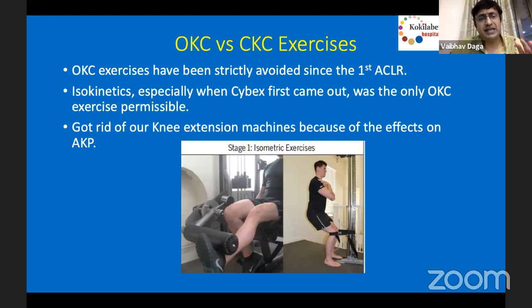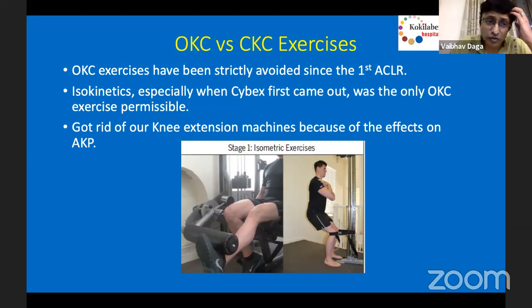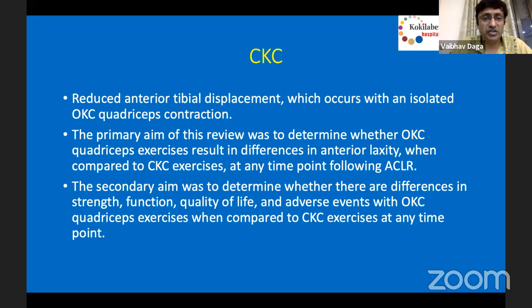Open chain exercises have been strictly avoided since the first ACLR was done. Isokinetics, especially when Cybex first came out, was the only open chain exercise permissible, and isokinetic strength testing was the only open chain exercise possible. So all of us really got rid of our knee extension machines because of the effects of anterior knee pain. But at the same time, closed chain exercises reduced anterior tibial displacement, which occurs with an isolated open chain quadriceps contraction.